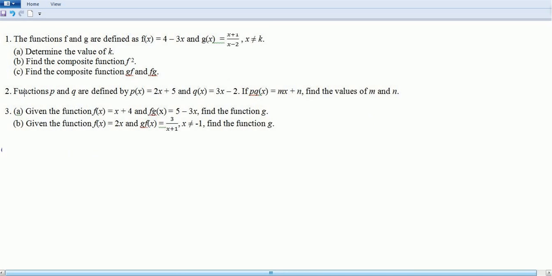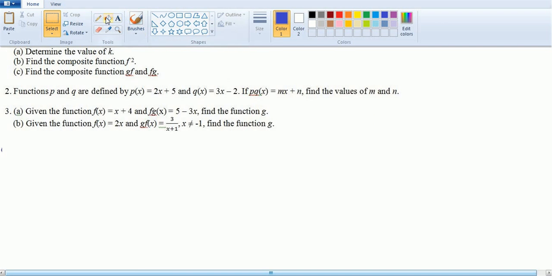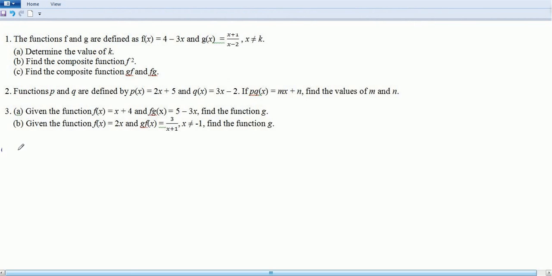Okay, for question number 2, choose two functions p and q. Px is 2x plus 5 and qx is 3x minus 2. Now the composite function is given to us, but we need to find the m and n. This m and n is a constant. So pqx is equal to mx plus n. This info is given by the question, and we need to find out the value of m and n.